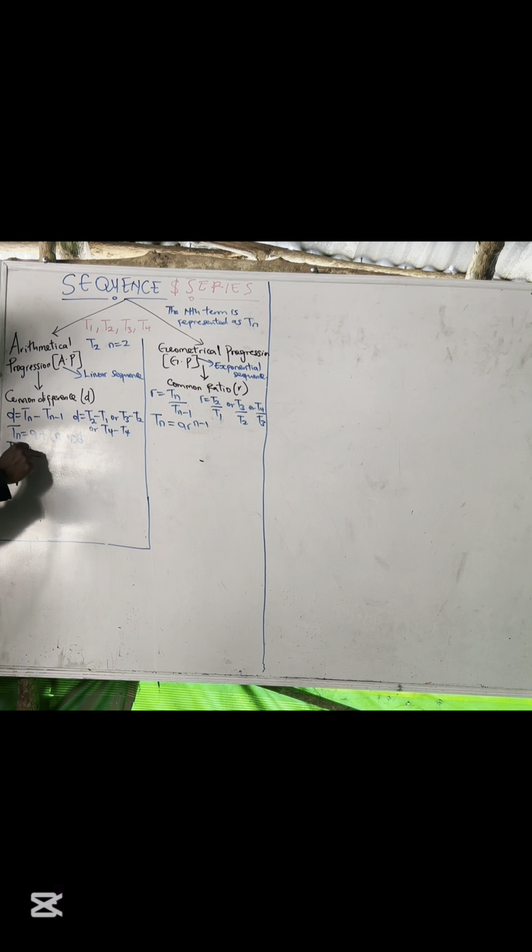So if I put 2 here, that will be 2 minus 1. That is 1, 1 times D. So therefore, my T2 is equals to what? A plus D. Also, my T3 is equals to what? A plus 2D. So for T1, it is equals to A.